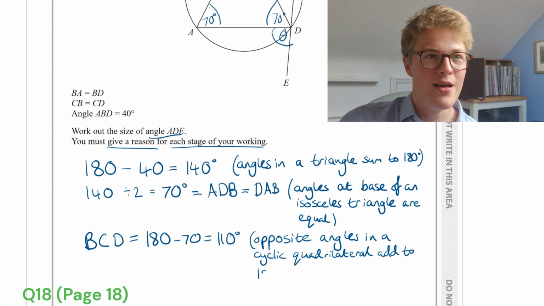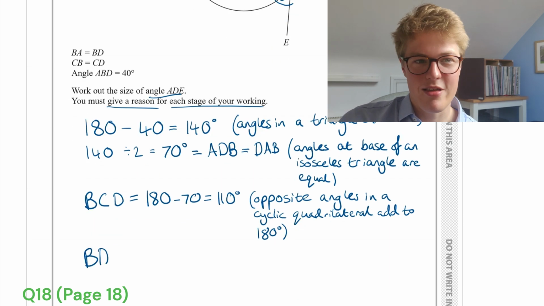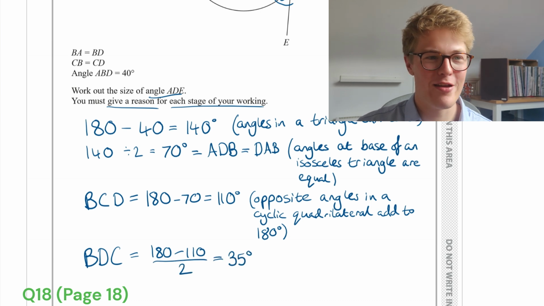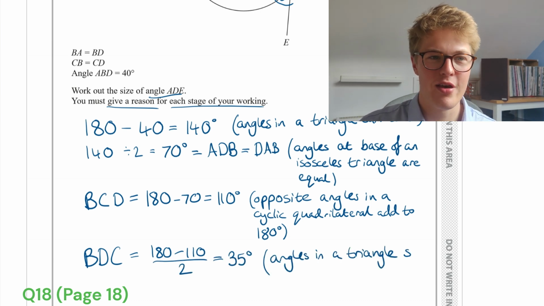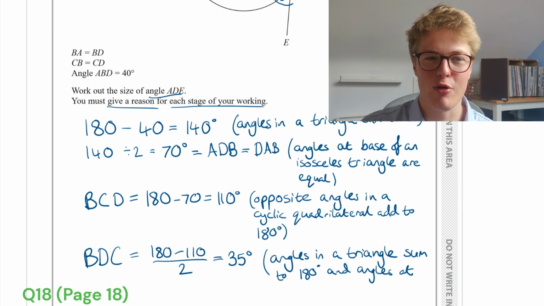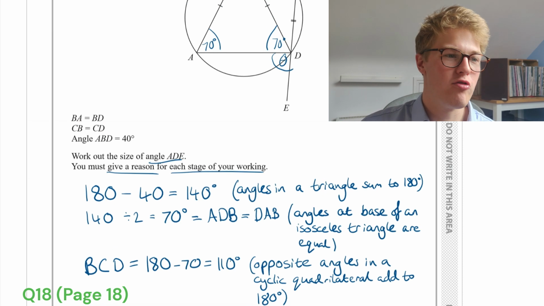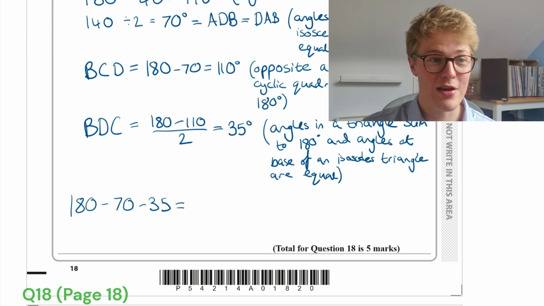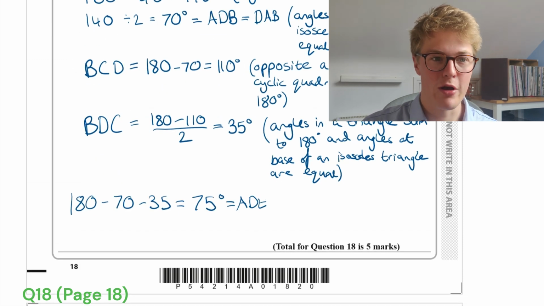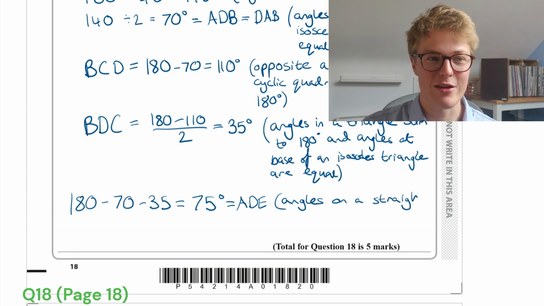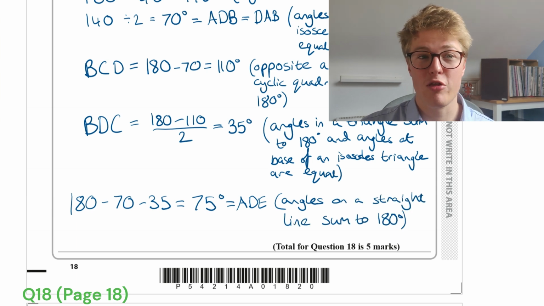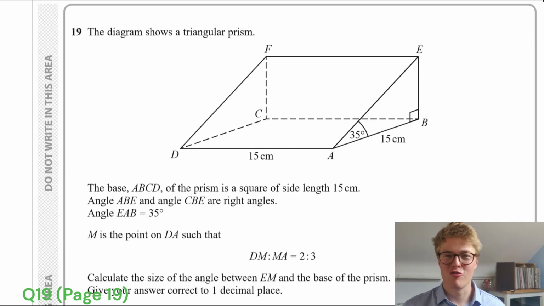But we need to find what BDC is, so we do 180 minus 110 over 2, which gives us 35 degrees, and that's because the angles in a triangle sum to 180, and angles at the base of an isosceles triangle are equal. 180 minus 70 minus 35 equals 75 degrees, which is ADE, because the angles on a straight line sum to 180 degrees. So just make sure you're really precise with what you say in each of the justifications for each reason, because this gives you at least 2 of the marks in the question, so just make sure you're really careful, okay?